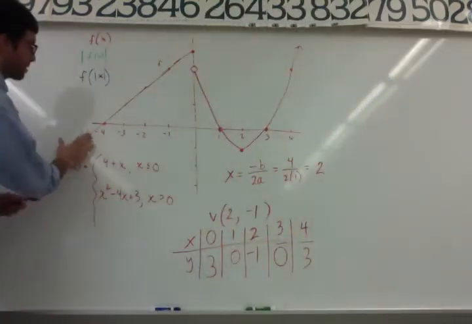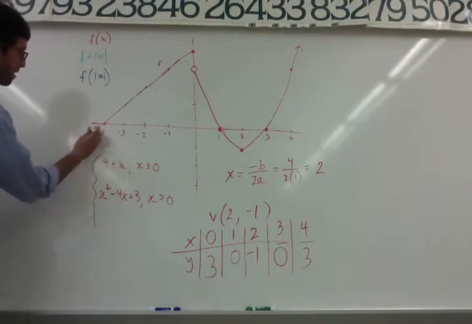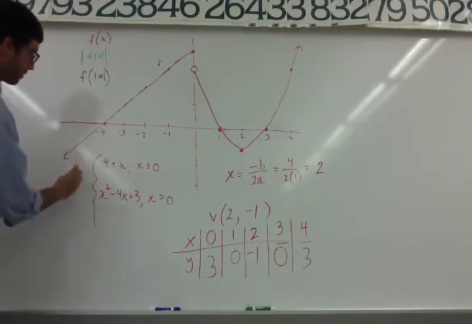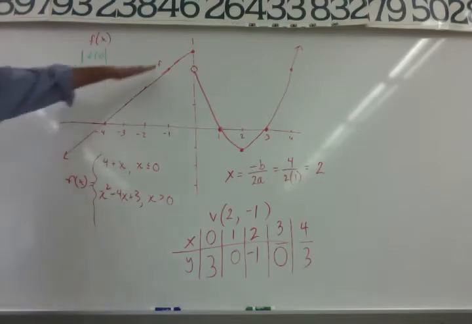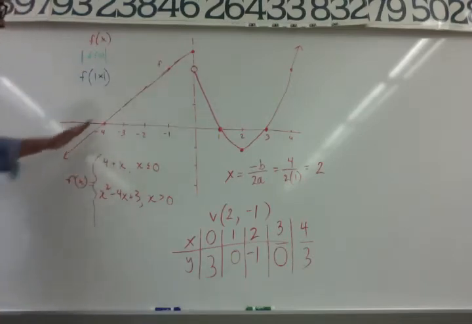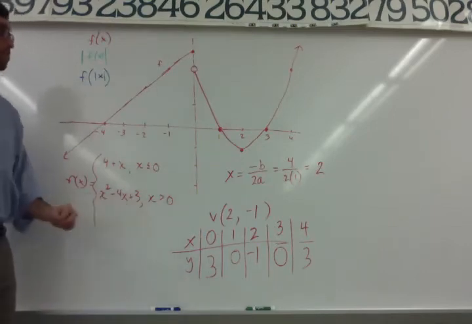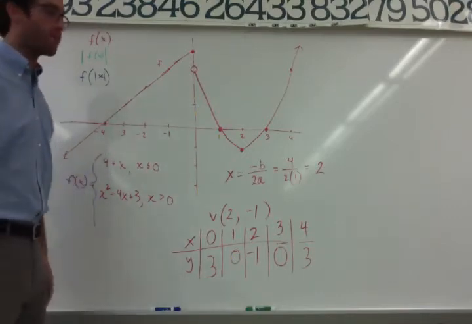Let me extend this just to show you. This doesn't stop here, right? This goes forever. Extend this too. All right? So that part of the function follows this sort of ray. And then we're following a quadratic function, y equals x squared minus 4x plus 3, where x is greater than 0. So implying it's going on forever.